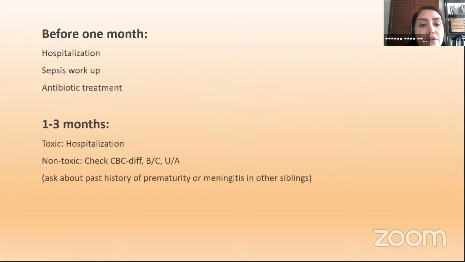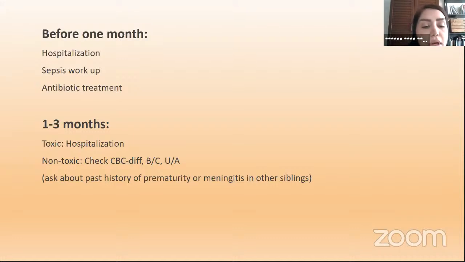If your child is before 1 month, then you should hospitalize and do the sepsis workup, send the laboratory tests, and you should start empiric antibiotic therapy. But before that, as I told you, high ambient temperature is important here. You should first rule out the high ambient temperature and have it in your mind, especially if your neonate is good and the general situation is okay.